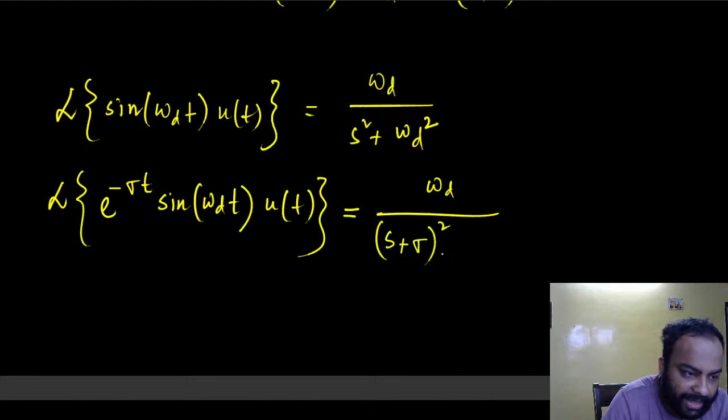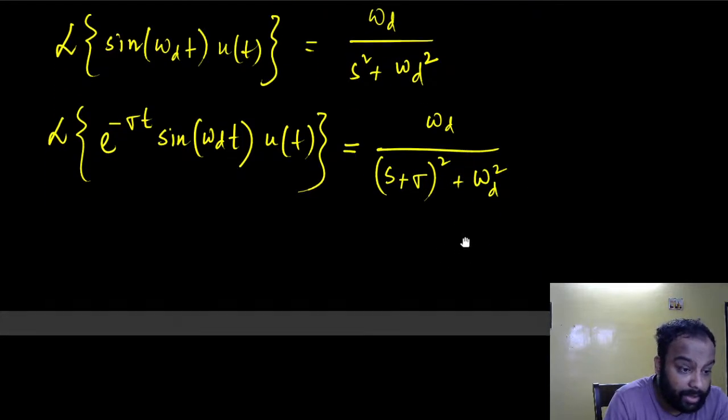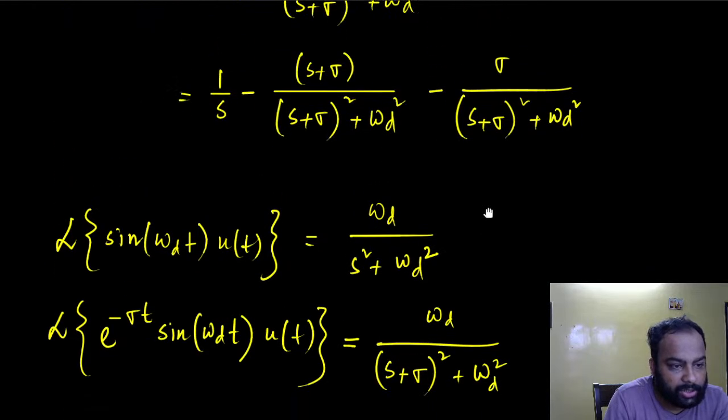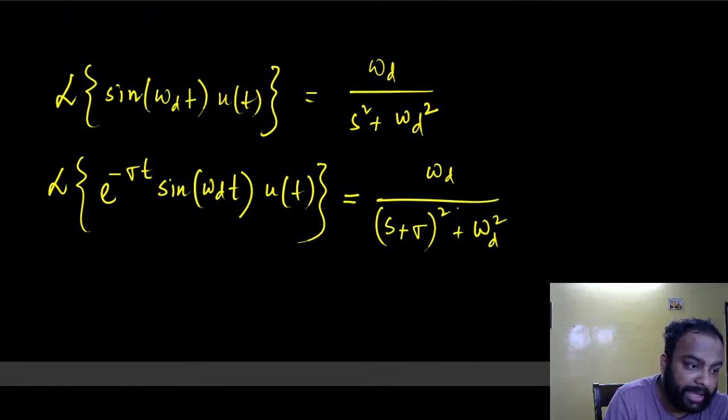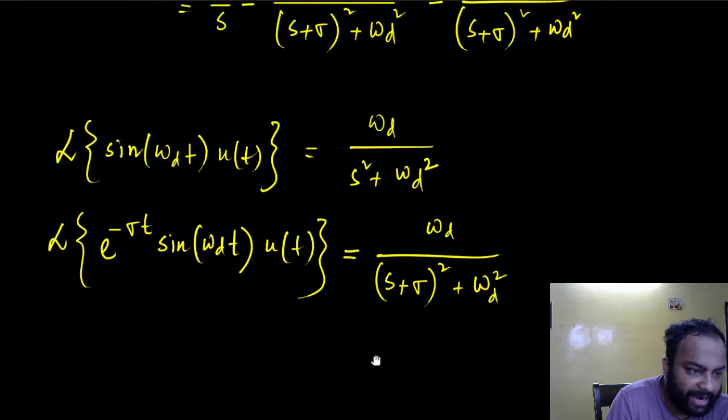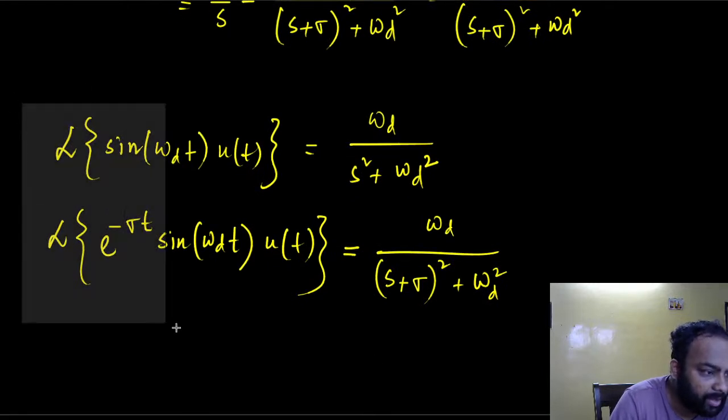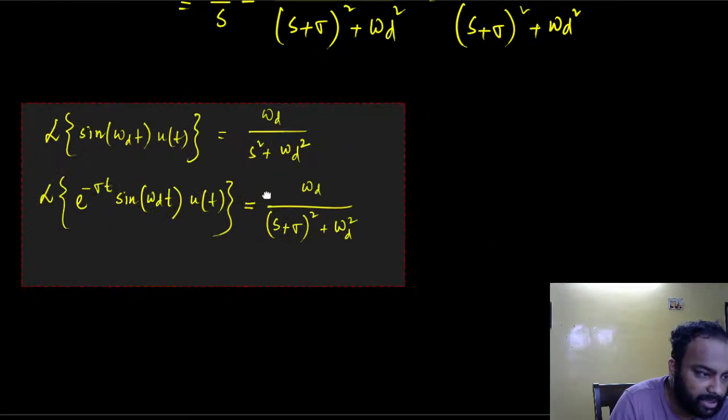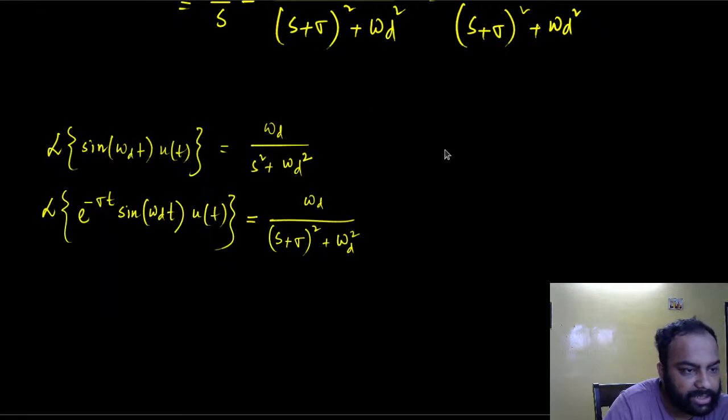So this is going to be s plus sigma, whole squared, plus omega_d squared, and d is again in subscript. I think it's understandable. So this is omega_d over that. Got it? So that's what it is. Now, leave that as it is. So we figured this out at least. Let's figure out something else.